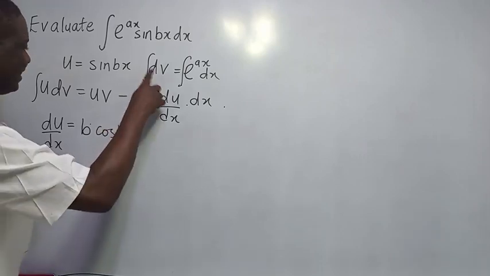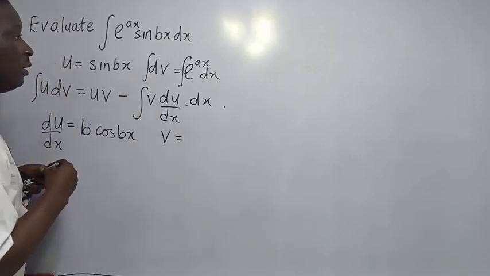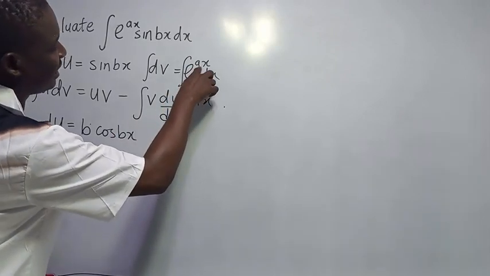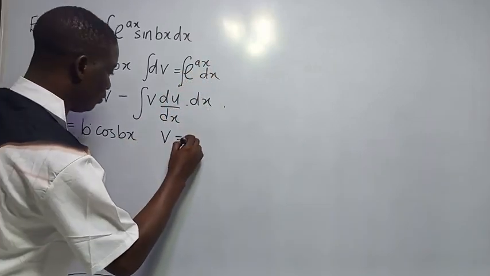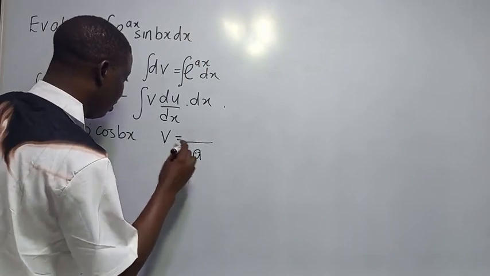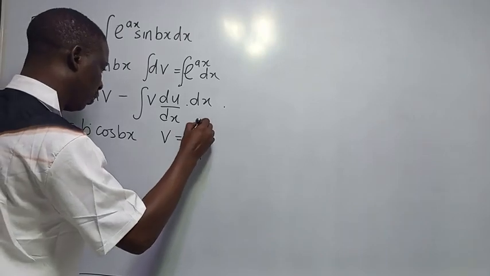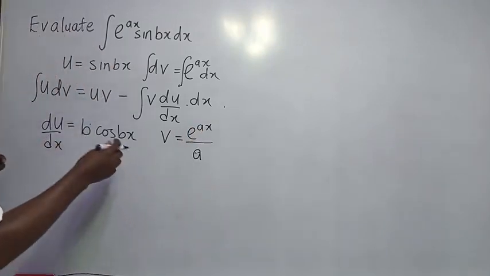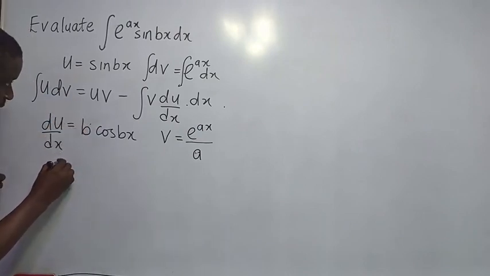Now what we're going to do next is integrate this to get v. So v becomes what? The integral of exponential ax: differentiate ax, which is the power, you have a, bring it under, then integrate everything. You would have exponential ax over a plus c, as the case may be. But we are going to apply that here.